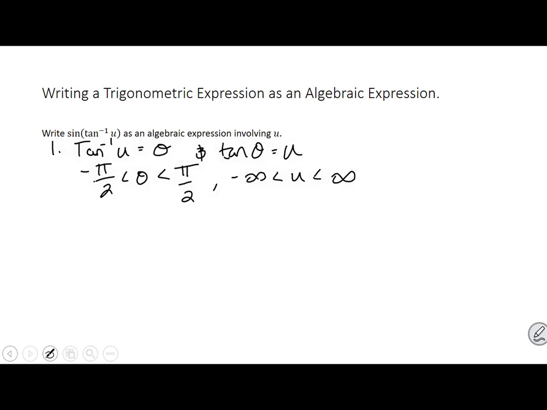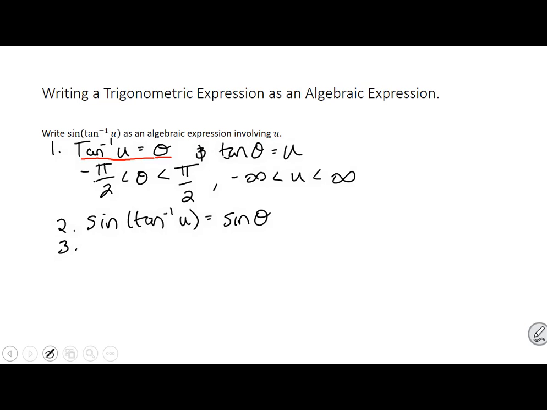So my next step, now that we have our information about tangent inverse here, is to use this first fact, that tangent inverse of u equals theta, and rewrite what's inside the parentheses, replacing that tangent inverse of u with theta. So sine of tangent inverse u equals just sine of theta. Alright, so this simplifies my original expression. Now it's no longer really a composite function, it's just sine of theta.